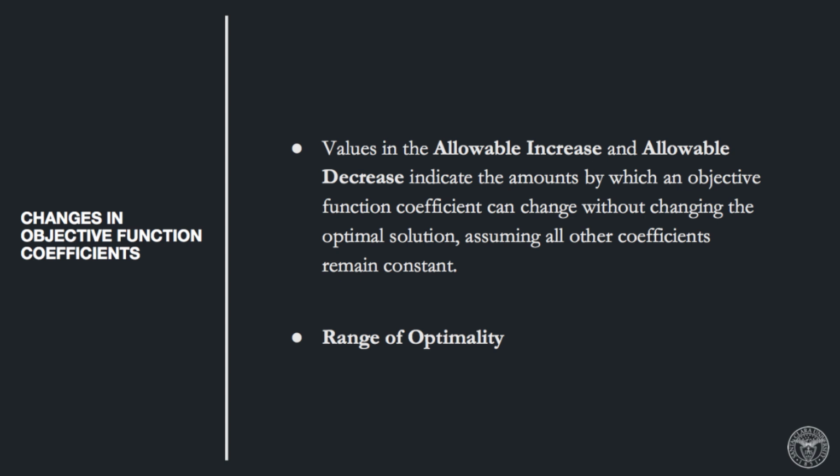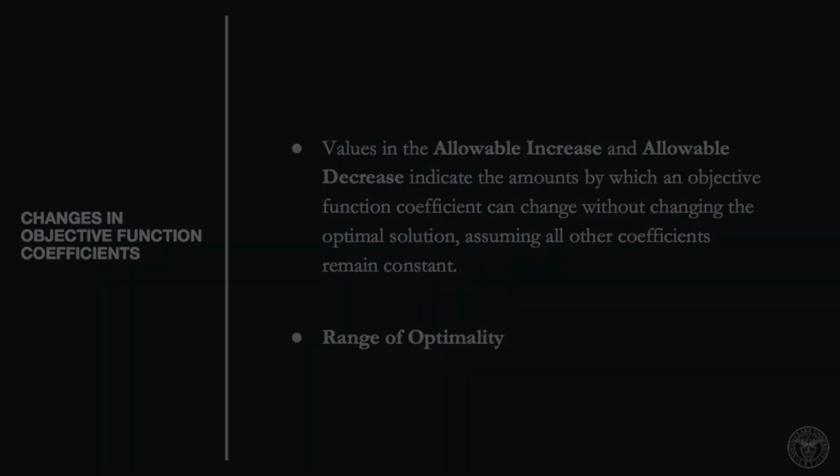The values in the allowable increase and allowable decrease indicate the amount by which an objective function coefficient can change without changing the optimal solution, by assuming everything else will be the same. The range of optimality is the combination of the allowable increase and allowable decrease.